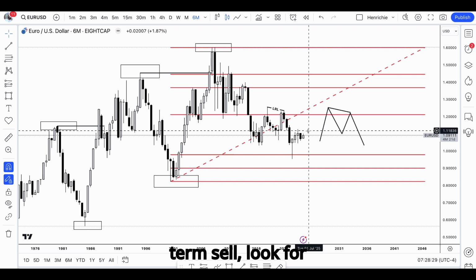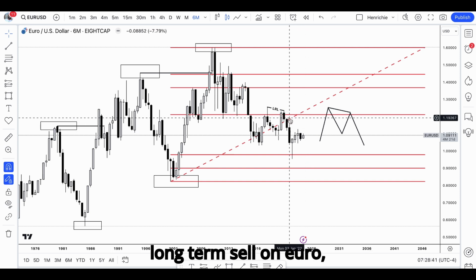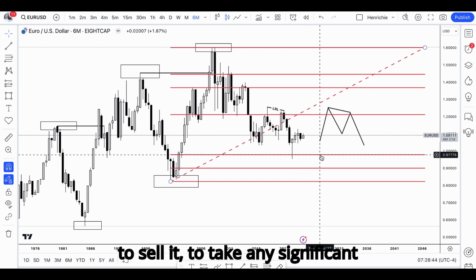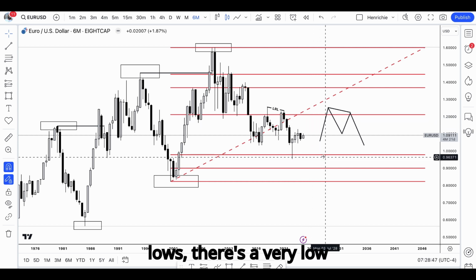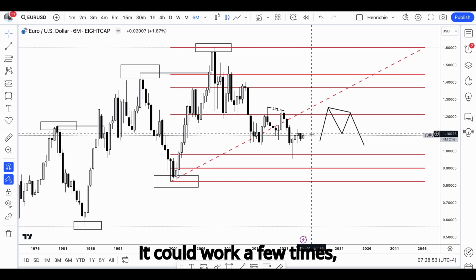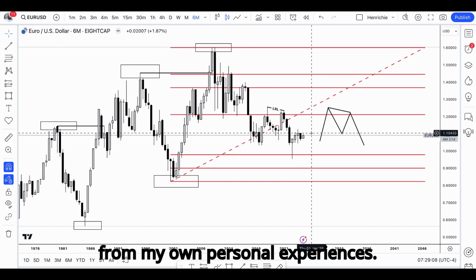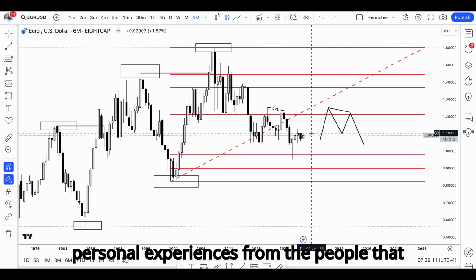You can look for a short term sell, look for a low hanging fruit area and exit. But if you're looking for a long term sell on euro, to sell it to take any significant lows, there's a very low chance for that to work in your favor. It could work a few times, but you will take more losses along the way. Now, everything I'm saying in this video is pretty much my opinion from my own personal experiences from the people that I've mentored.